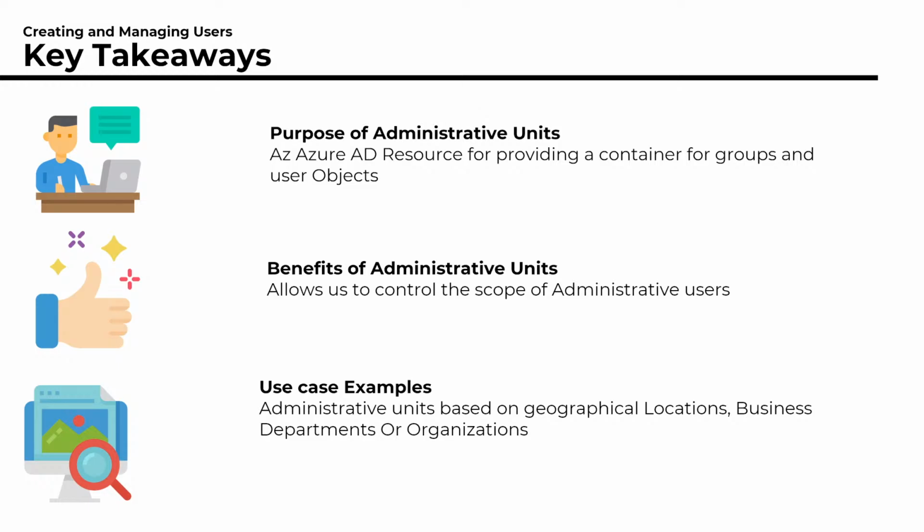So apart from the geographical locations, we can also create administrative units based on the business departments. We will have multiple departments or multiple teams in the organization, right? Let's say we have an HR group, a finance group, an IT group, and a user group. Based on these business departments as well, we can create the administrative units, and we can restrict the administrators to manage the users or the groups only for that particular department or that particular group.